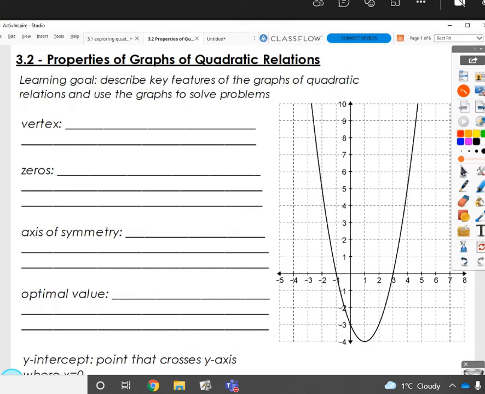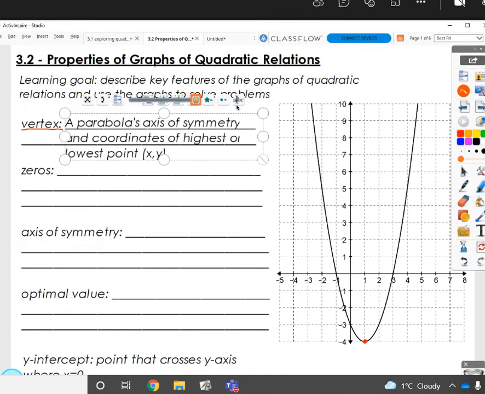Folks, who can perhaps tell me the specific coordinate that represents the vertex? Anyone know what specific coordinate the vertex is on here? 1, -4. So we start at 0, 0. 1, -4. Absolutely. That is what we call the vertex.